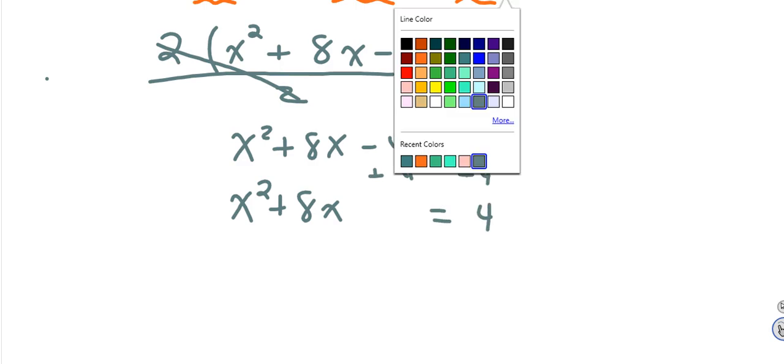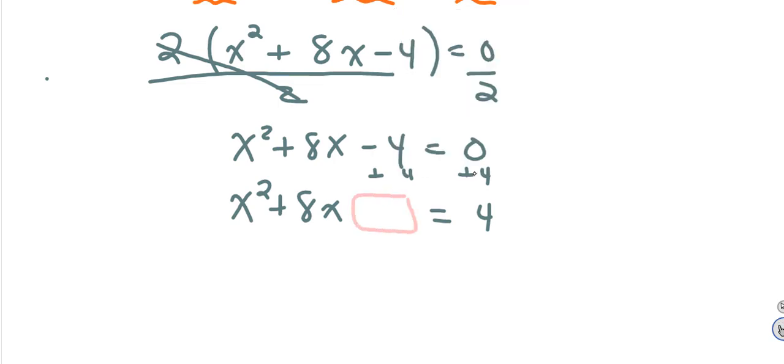We're going to leave that pink box open, and we're going to do a little surgery to the 8. We're going to take the 8 and divide it by 2. That gives us 4. We're going to take the 4 and square it. That gives us 16. So we're always doing what? We're always dividing by 2 and then squaring.